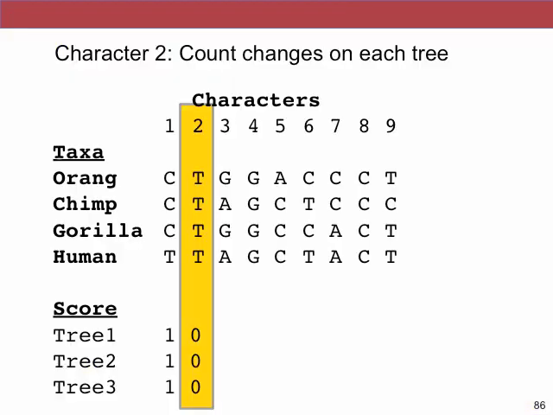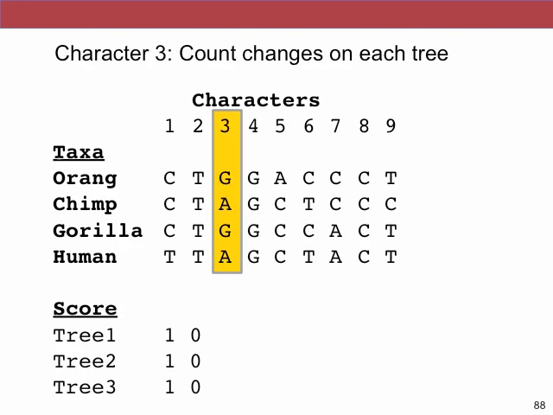So now we sum up for character 1. Here's the score. Tree 1 gets a score of 1. Tree 2 gets a score of 1. Tree 3 gets a score of 1. And we now move on to character 2. So here's character 2. Everything is a T.